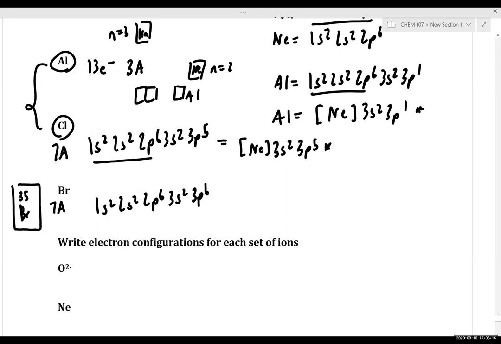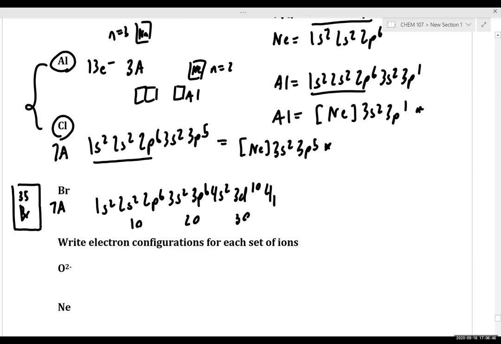3p6, 4s2. So we've used up 20 electrons. And what subshell is filled after the 4s? Yep, exactly right. The 3d orbital can hold 10 electrons, so we used up another 10 electrons. We have 5 electrons remaining.